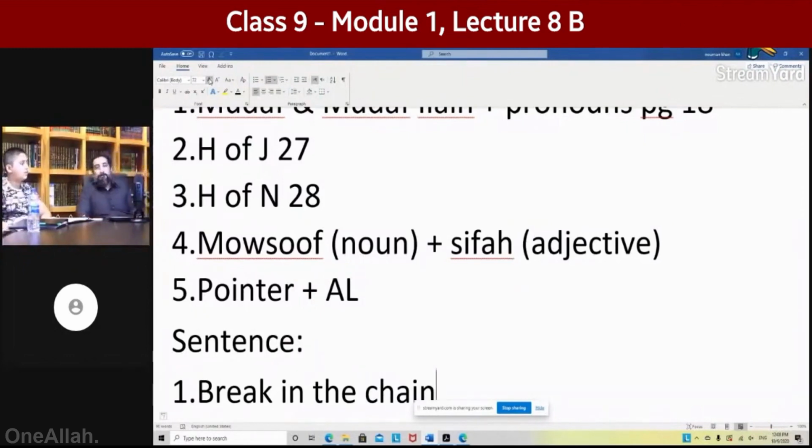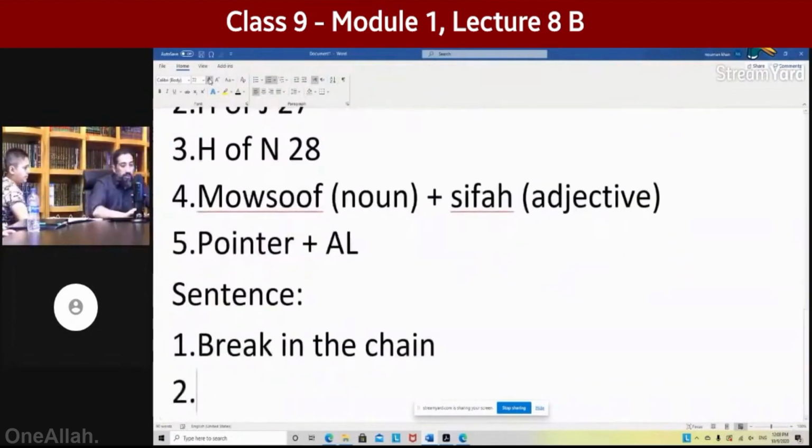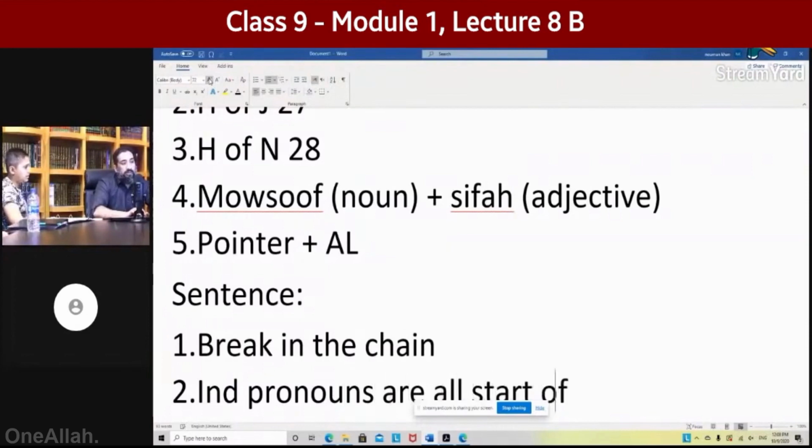And number 2 here was independent pronouns. What are the independent pronouns? Independent pronouns are huwa, huma, hum, hunna, anta. They all start a sentence. Huwa means not "he" but "he is." It's starting a sentence. That's all we did so far.